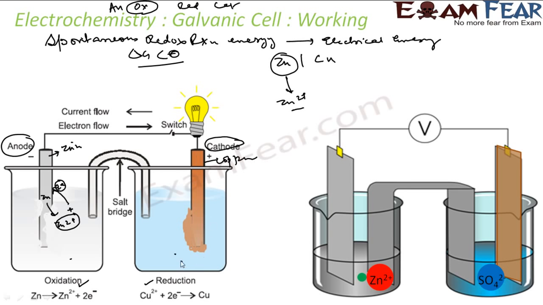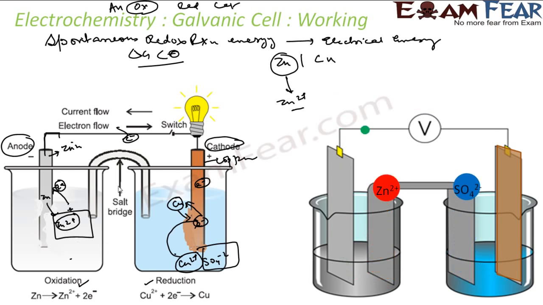So here we have copper sulfate. The electron transfers from here to here. This copper sulfate will react with the electrons to form copper, and this copper is deposited here. So here reduction takes place, right? And since zinc is oxidized, a lot of Zn2 plus is left here, and a lot of SO4 2 minus is left here. For this difference in charge, the salt bridge helps to neutralize the charge.